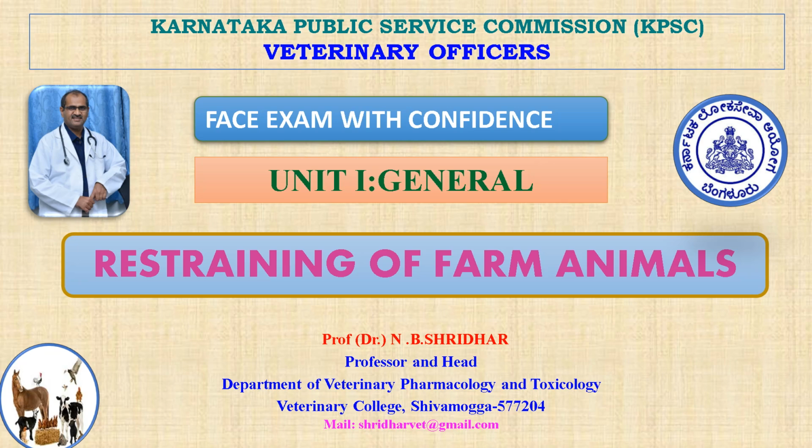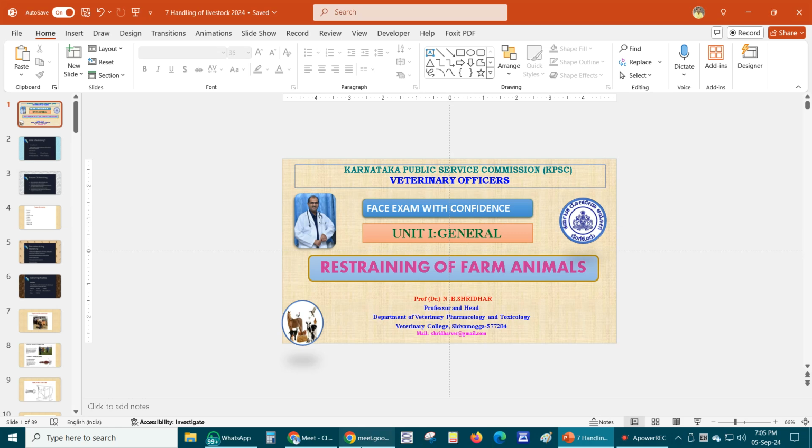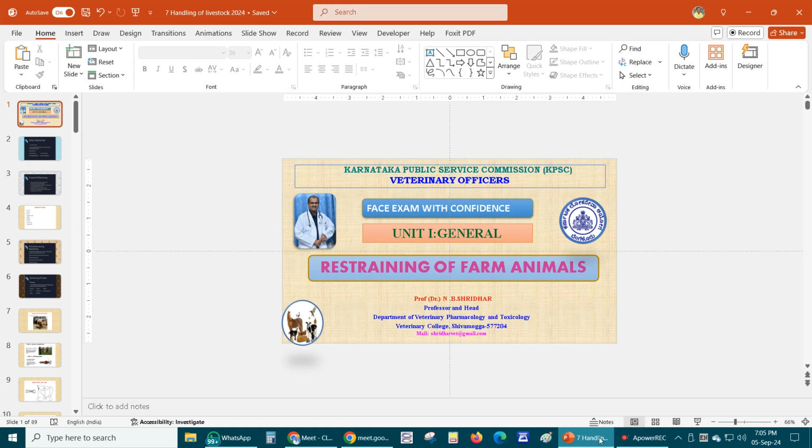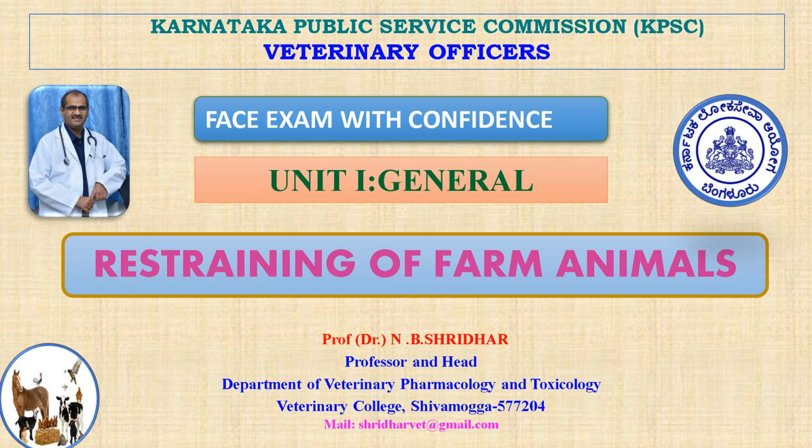Good evening to all. Today we will learn something about the restraining of the farm animals, especially the livestock, then also the poultry, and also the sheep, goat, and pigs, etc. Different domestic animals and also the animals are concerned. And we will also learn how to handle some types of the small and big large animals, and the domestic animals also.